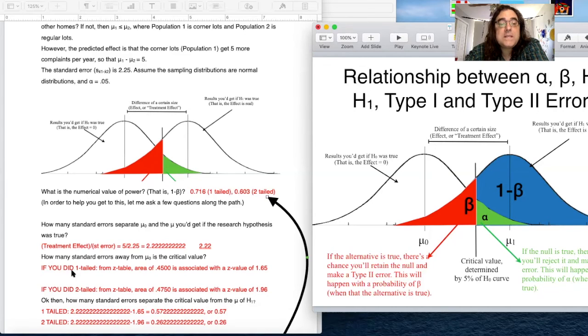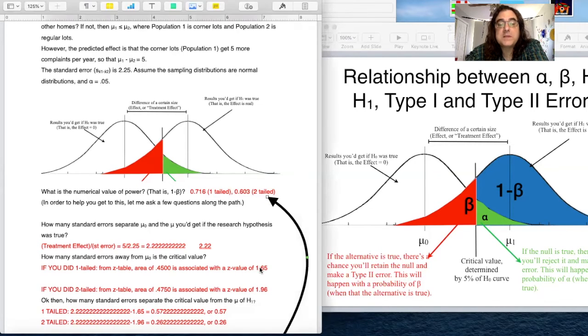So if you did a one-tailed test, you could look up the z-table area for 0.4500. That would be half the curve here minus the alpha 0.05 that is not included. And you realize that if the area here is 45%, then the distance between here and here, that's the number of standard errors you looked up on the z-table, would be equal to 1.65.